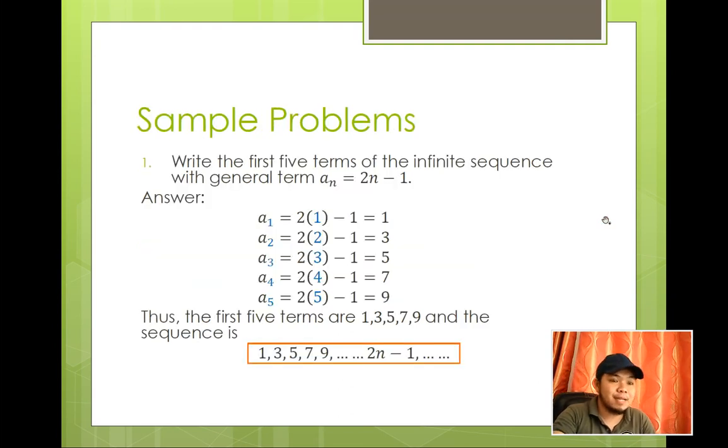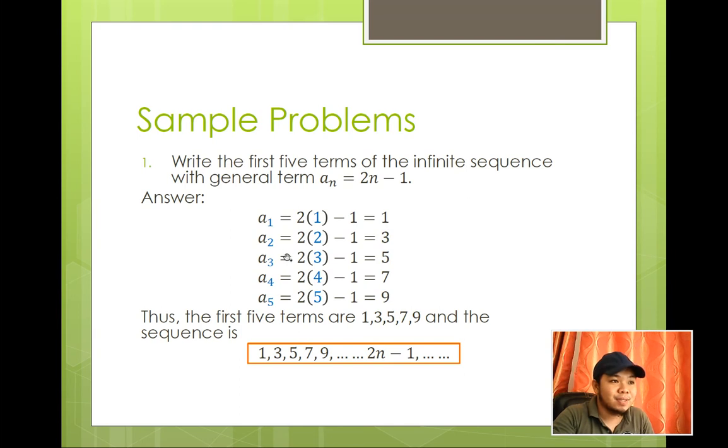Ito yung sample problems natin para higit nating maintindihan. Write the first 5 terms of the infinite sequence with general term a sub n is equal to 2n minus 1. So, let's say for example nga, ibigay lang natin yung 1, 2, 3, 4, 5. So, substitute lang. So, a sub 1 is equal to 2 times 1, copy na lang natin minus 1. So, 2 times 1, 2 minus 1 is equal to 1.